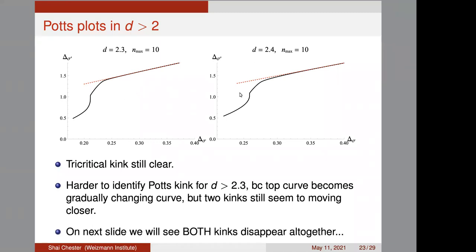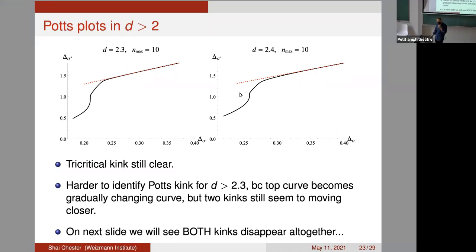Sorry, Shai. Antonio here. If you plot the second derivative of this plot, isn't it clear where the critical kink is? No, because as you see, it's pretty smooth. If it wasn't smooth, you're right, the second derivative would change. But it's not so obvious the second derivative is changing. We did look at the second derivative, but at the current level of precision, it's a little hard to say. But that might improve as we increase precision.